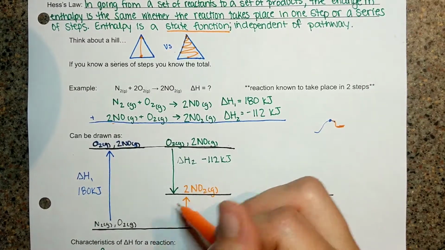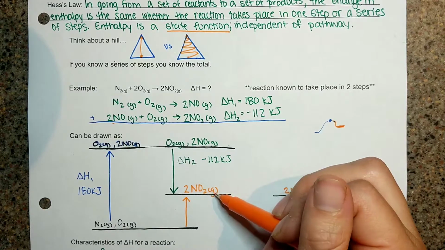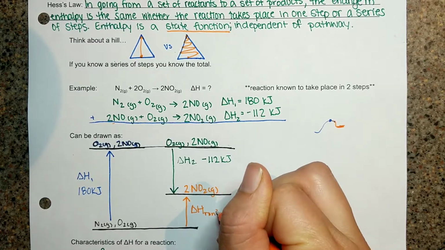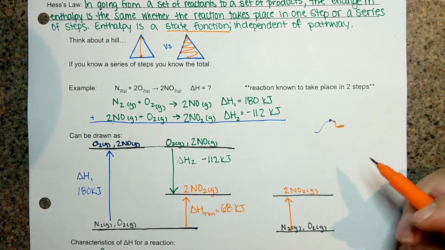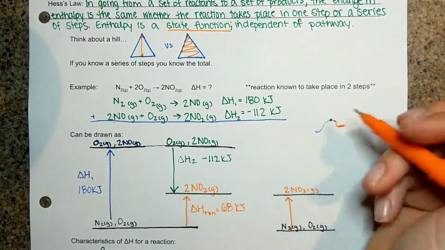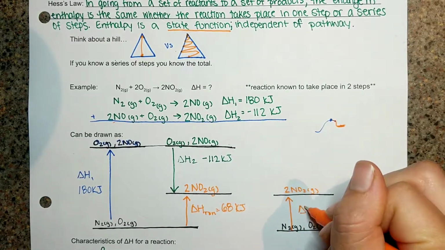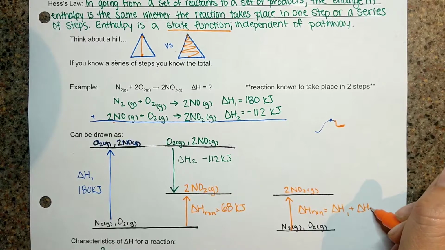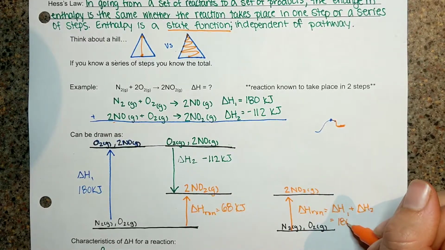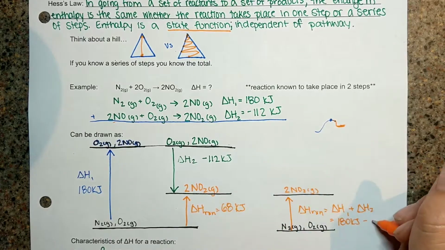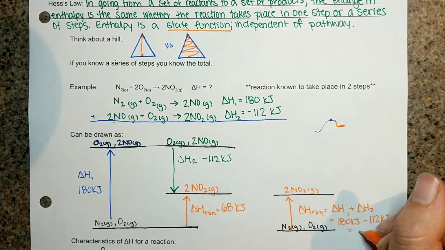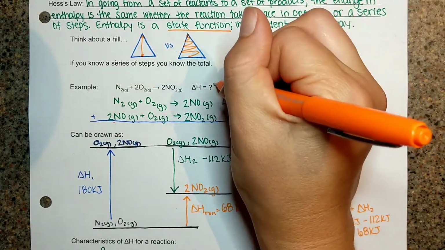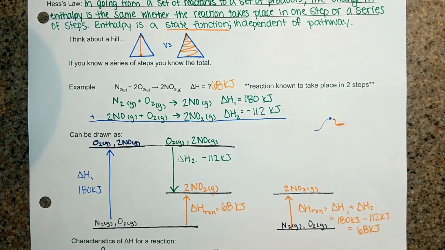I noticed that the difference between 180 kilojoules up and 112 kilojoules down is 68 kilojoules. So my delta H for my reaction is 68 kilojoules, and I get that by adding up my two parts. I can say that my delta H for my reaction is equal to the sum of my parts, my delta H1 plus my delta H2, my delta H1 being my 180 kilojoules, my delta H2 being my negative 112 kilojoules, to get a total of 68 kilojoules. So by adding these two up, I get my delta H reaction, which is 68 kilojoules.